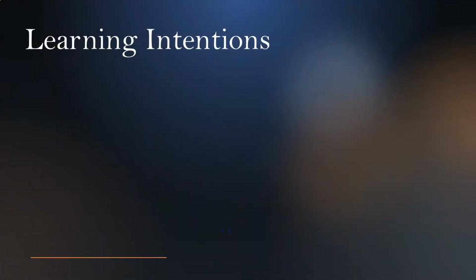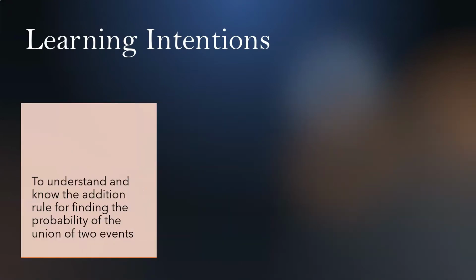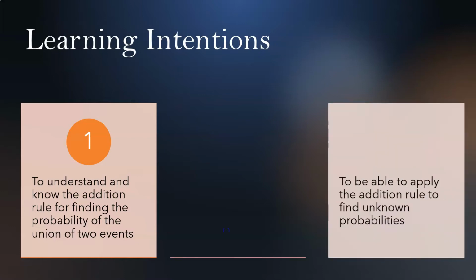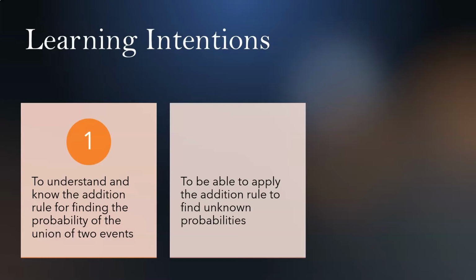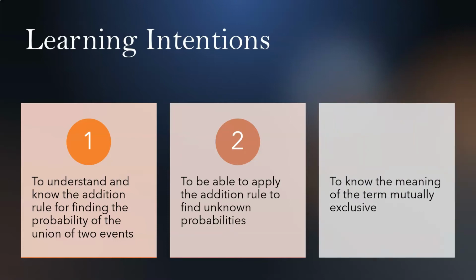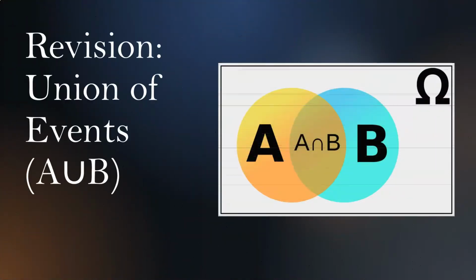So our learning intentions for this topic are that you'll understand and know the addition rule for finding the probability of the union of two events. So we're getting that terminology now, that union, okay? To be able to apply the addition rule to find unknown probabilities, and to know the meaning of the term mutually exclusive. In terms of union and mutually exclusive, we've already dropped that into our videos already, so we're kind of just embedding what we've already heard about.